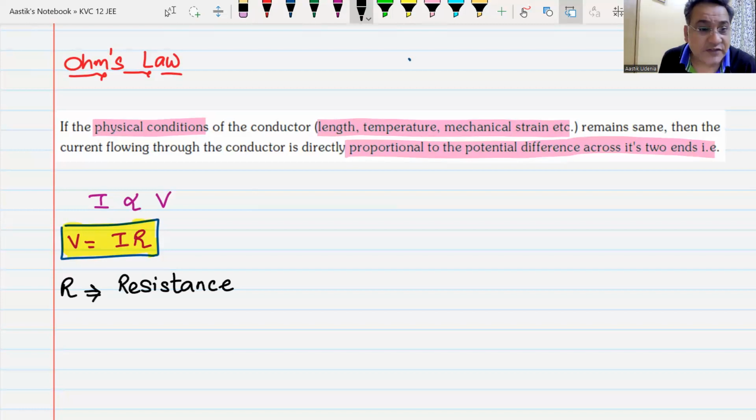R is a constant, which is known as the resistance of the conductor. This law is known as Ohm's law. Do we understand this? Yes or no?